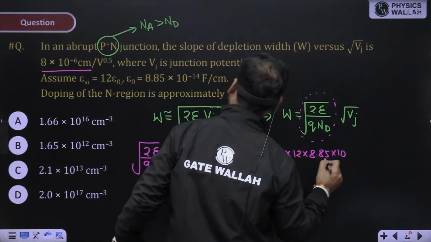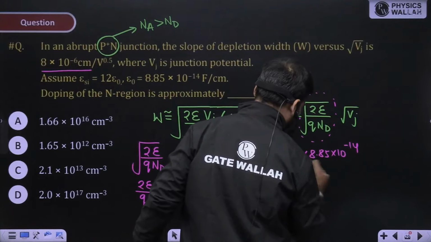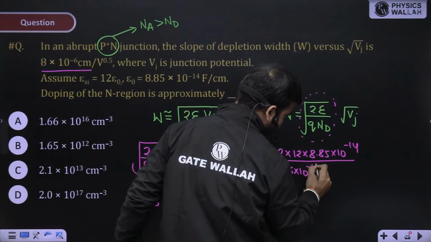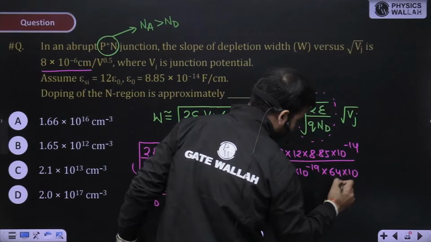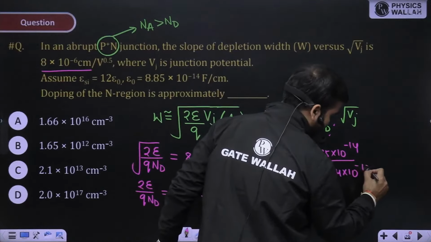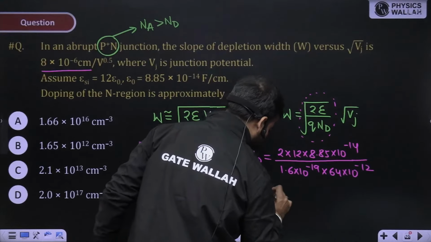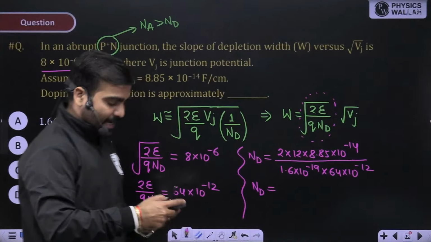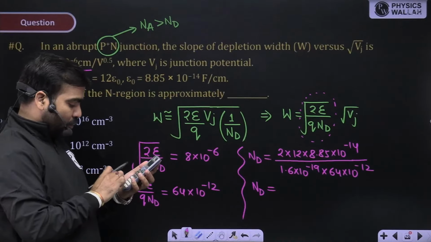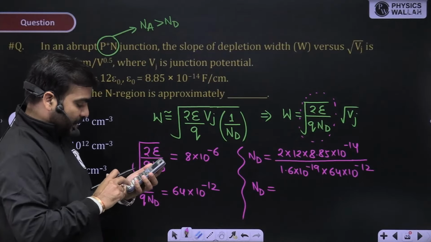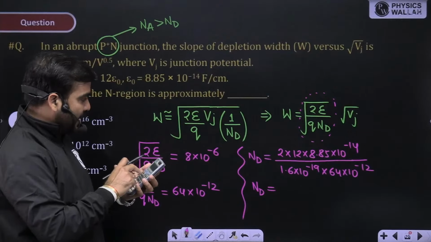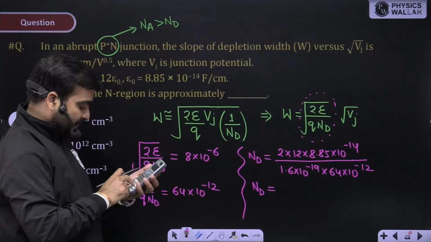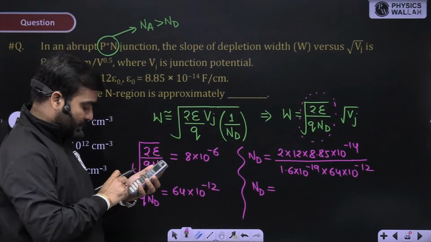12 epsilon naught. What is epsilon naught? 8.85 into 10 to the power of minus 14, divided by Q into this number. Q is 1.6 into 10 power minus 19, and this number is 64 into 10 to the power minus 12. Now put all the values in the calculator and get the answer for Nd. Let me use the calculator. So it is 2 into 12 into 8.85 into 10 to the power of minus 14 divided by 1.6 into 10 to the power of minus 19 into 64 into 10 to the power of minus 12.